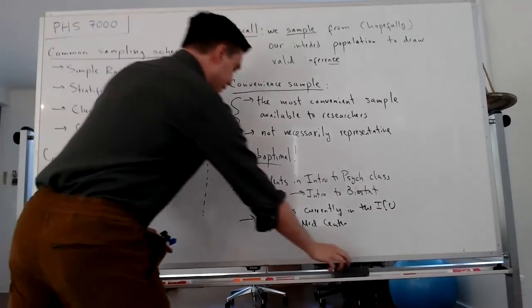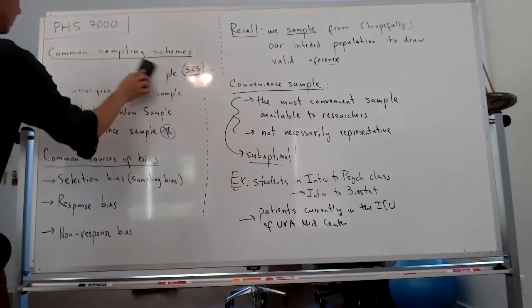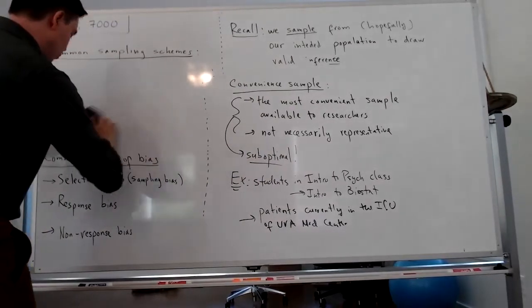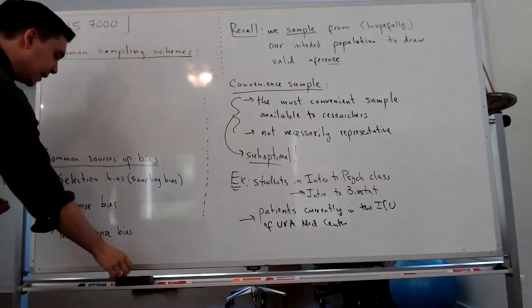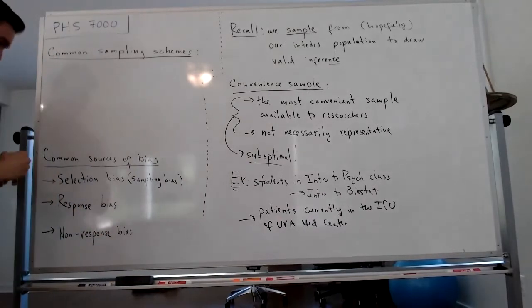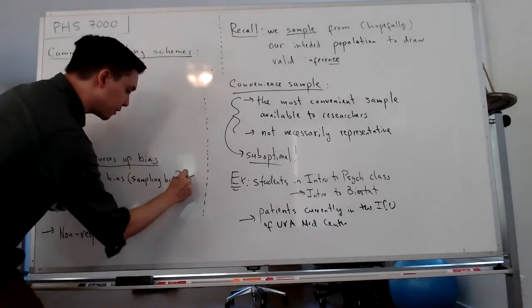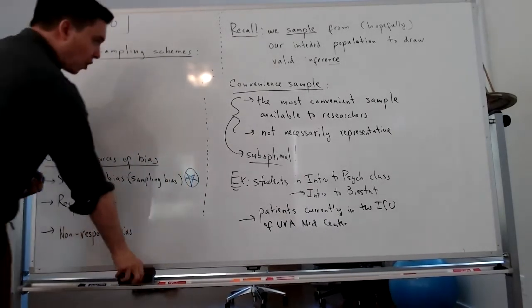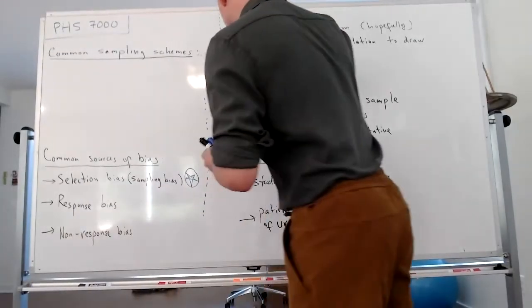And that brings me to bias. Clearly, using a convenience sample will introduce bias. And specifically, very much so, this first kind of bias, selection bias, or sometimes it's called sampling bias.